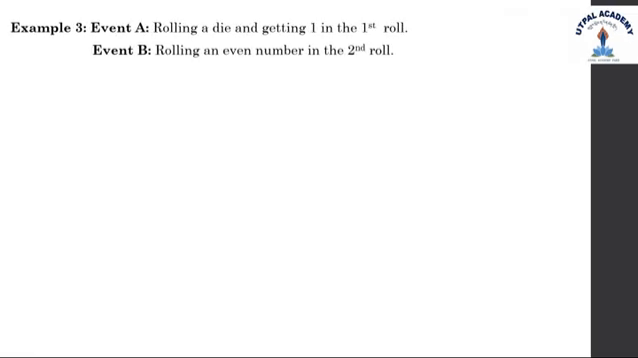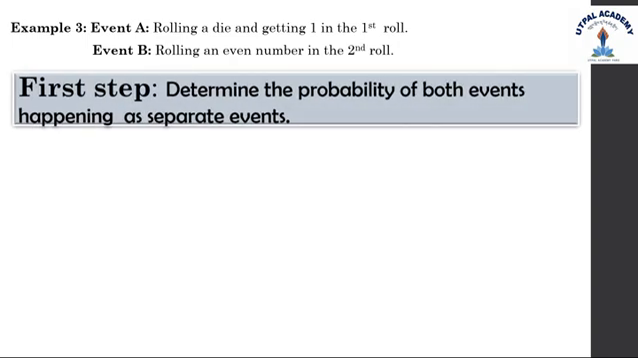my dear students, now let us see example 3. We have events A and B. Event A, rolling a die and getting 1 in the first roll. Event B, rolling an even number in the second roll. The first step we need to keep in mind is to determine the probability of both events happening as separate events.